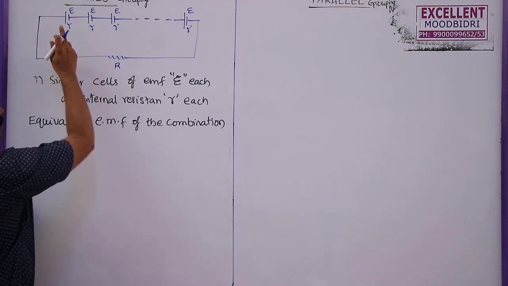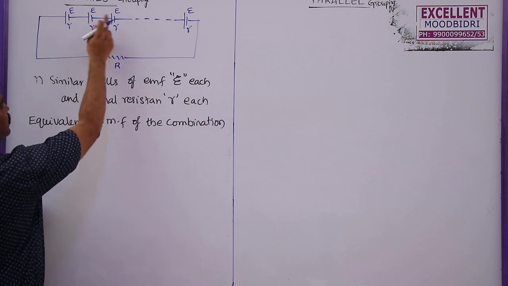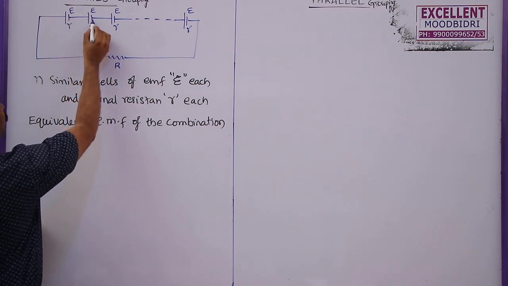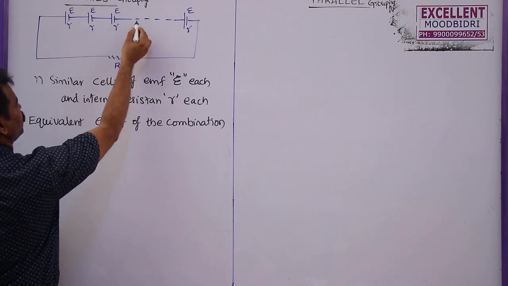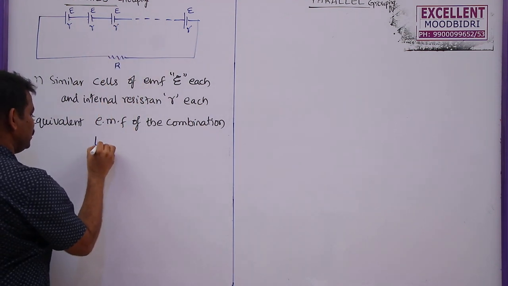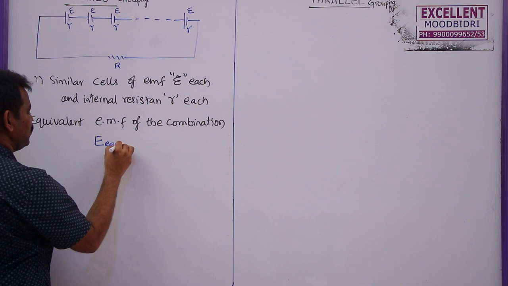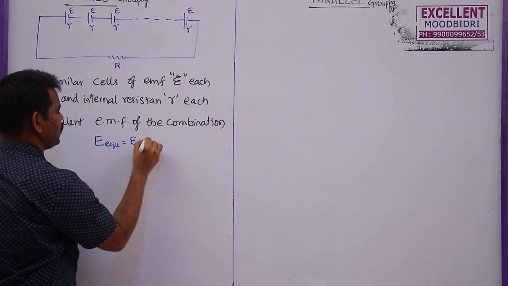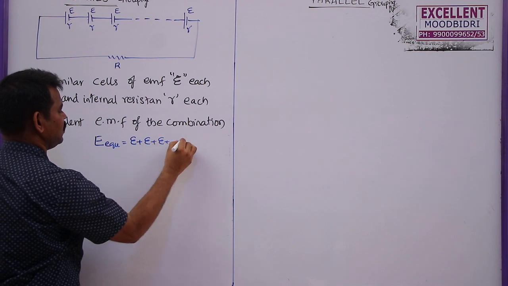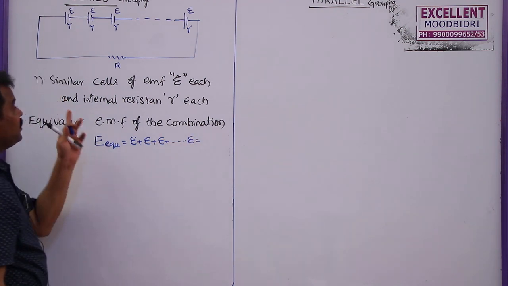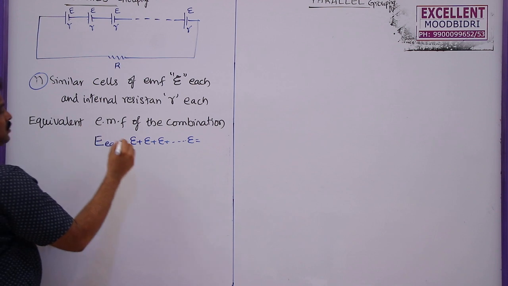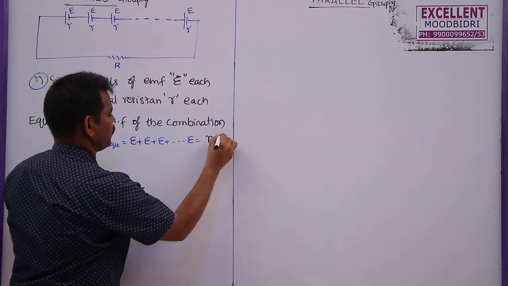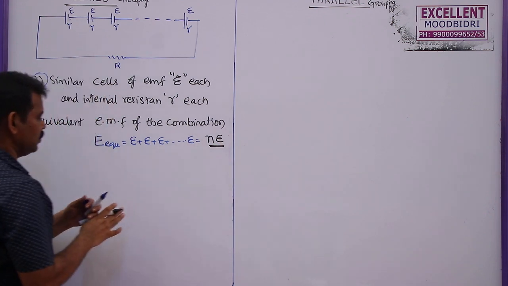This is E. As we said earlier, we can add this. It may be additive or subtractive, but here negative is connected to positive, negative connected to positive, negative connected to positive, and so on. So the equivalent EMF of this series combination is given by E plus E plus E and so on. As there are n similar cells, the total net equivalent EMF is given by nE.